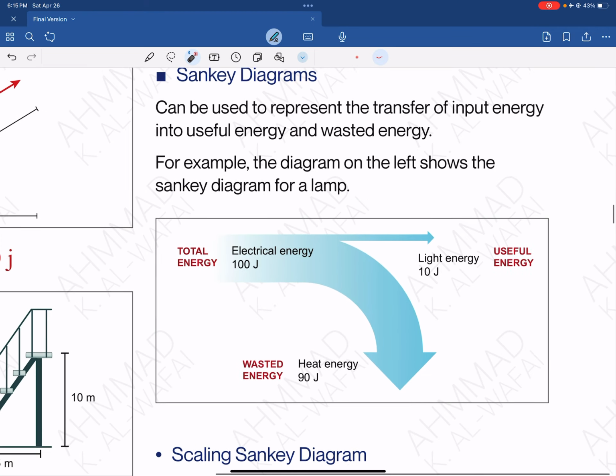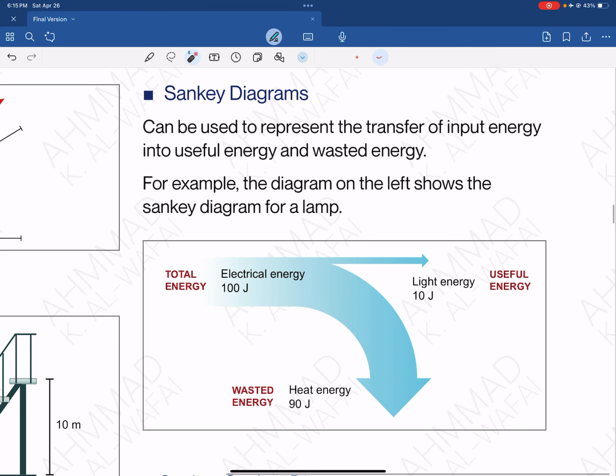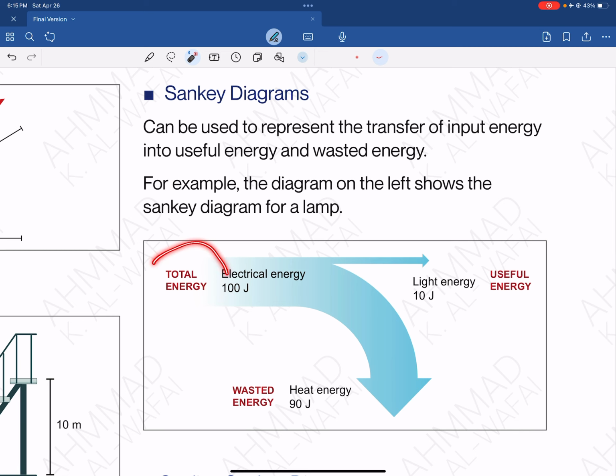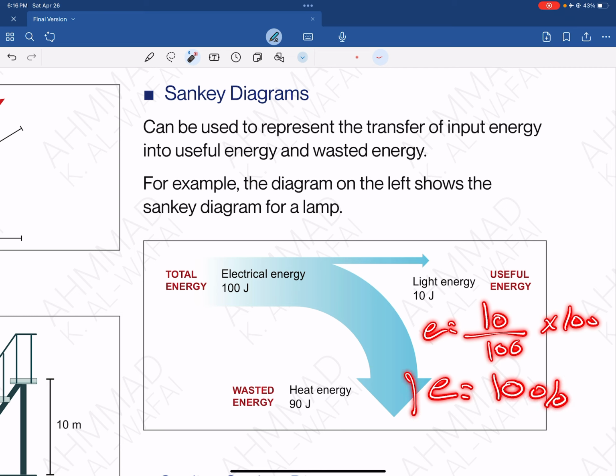Okay. Also, you could be given a Sankey diagram. A Sankey diagram represents the flow of energy in a system. On the left here, you've got the total energy, and here you've got the wasted energy, and here is the useful energy. This is, for example, a light bulb. The light bulb is presenting 10 joules of useful energy, and 90 is wasted. So to calculate the efficiency in this case, it's 10 divided by 100 multiplied by 100. So this bulb is about 10% efficient, okay?